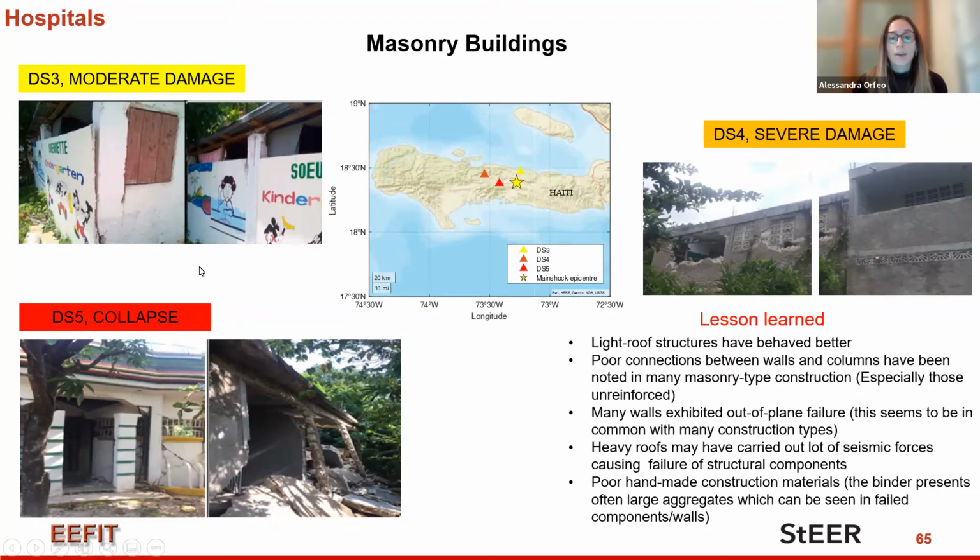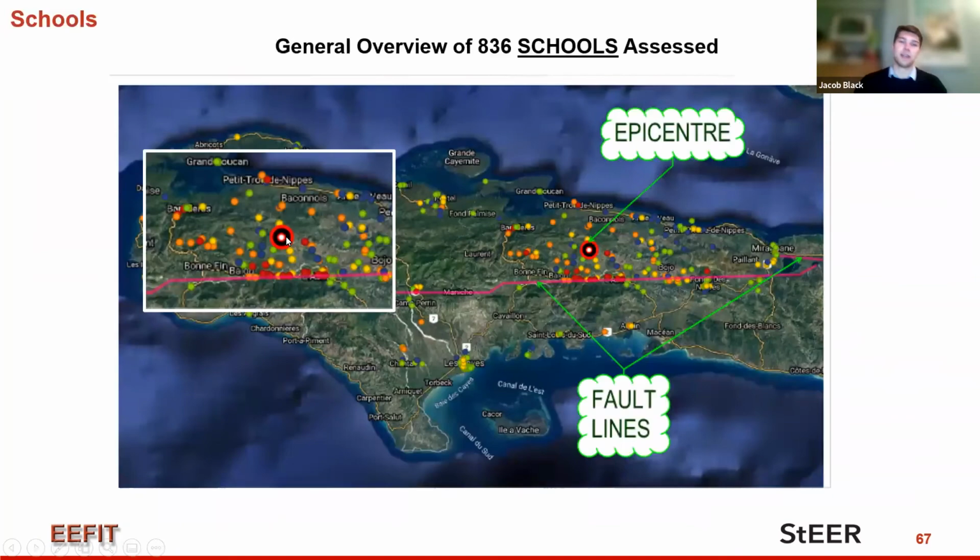So, and now I would like to give the floor to Jacob, who is going to talk about the damage assessment for schools. Thank you very much, and good evening, everyone. In the next few slides, I'll show you the preliminary results and damage assessment for the schools in Haiti. So as you can see from the slide and what Luigi stated earlier, 836 schools were assessed by the team. From the map shown, you can see that the severe damage and collapse of the schools followed the line of the fault, highlighted in pink, and these being the orange and red dots respectively.